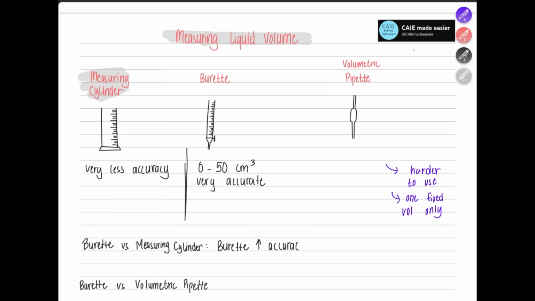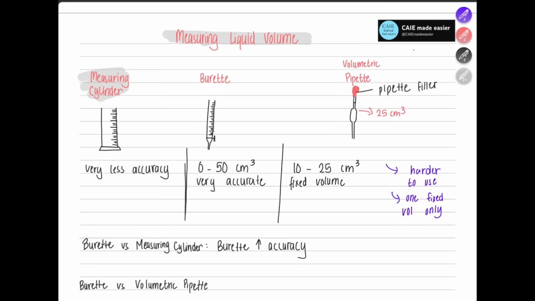Now on the other hand, what about the volumetric pipette? A volumetric pipette looks something like this. It can even have a pipette filler attached to it, something like this. Now a volumetric pipette is most accurate when you have a fixed volume, and it's for smaller volumes, 10 to 25 centimeter cube. But remember, it's only for fixed volume. That means you will have a specific pipette for 10 centimeter cube, a specific pipette for 25 centimeter cube. For example, if this one says it is for 25 centimeter cube, it will only fill 25 centimeter cube.